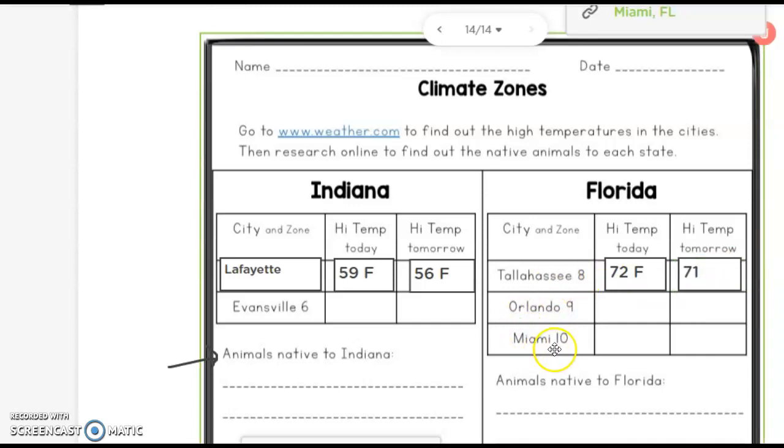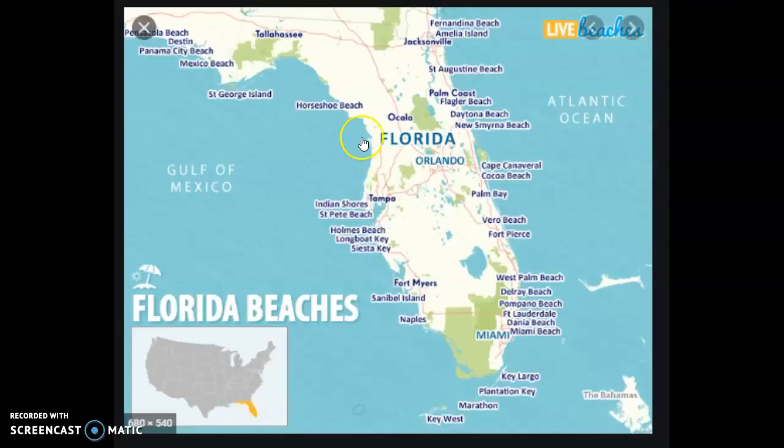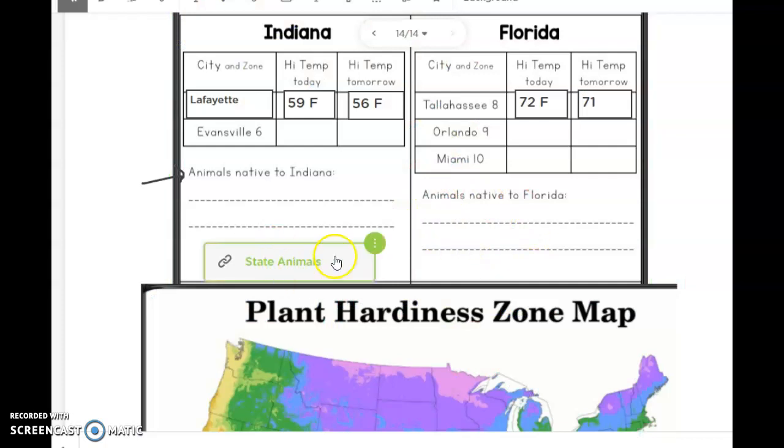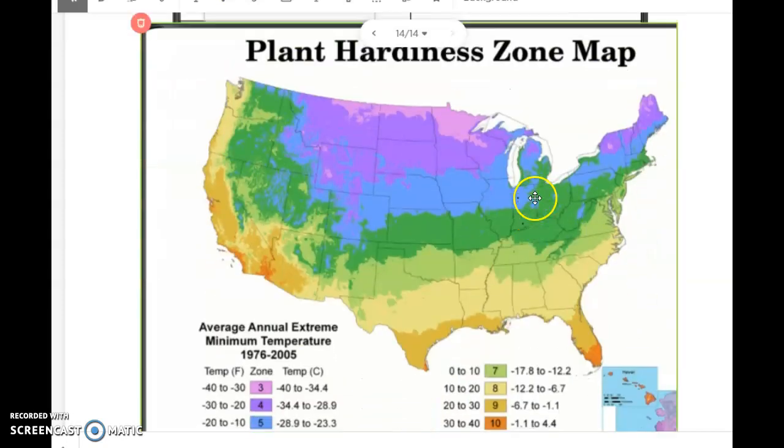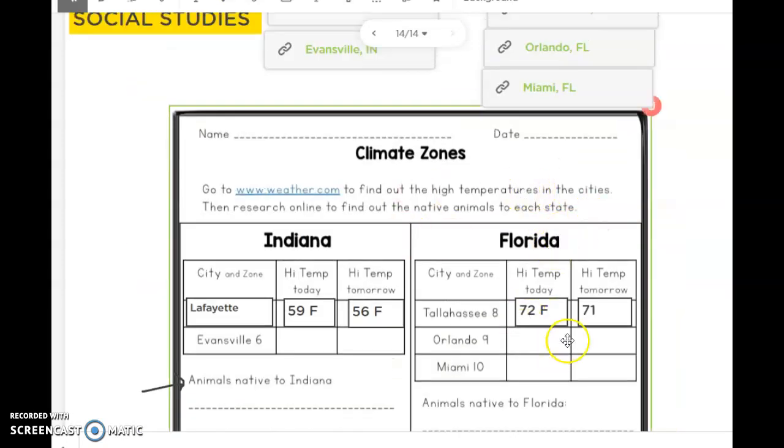Then you can look at Orlando and Miami. Now I want to show you a quick map. We have Tallahassee that we just looked at, and then Orlando, and then Miami. I want you to think about how the temperature changes as they go south. Finally, you can use that same link to find the native animal in Florida. After you're finished with those and filling out the rest of the information, then you are finished with social studies for today.